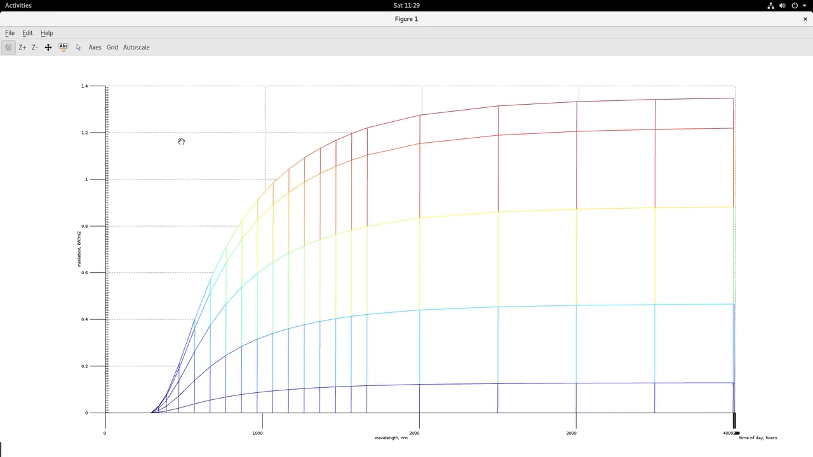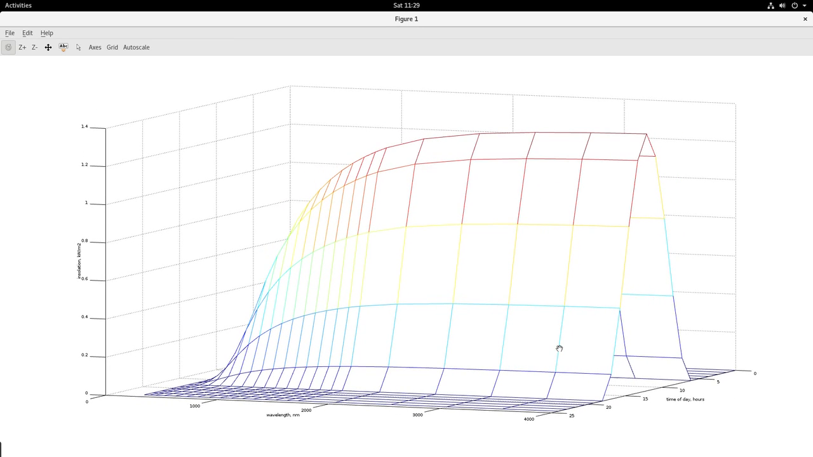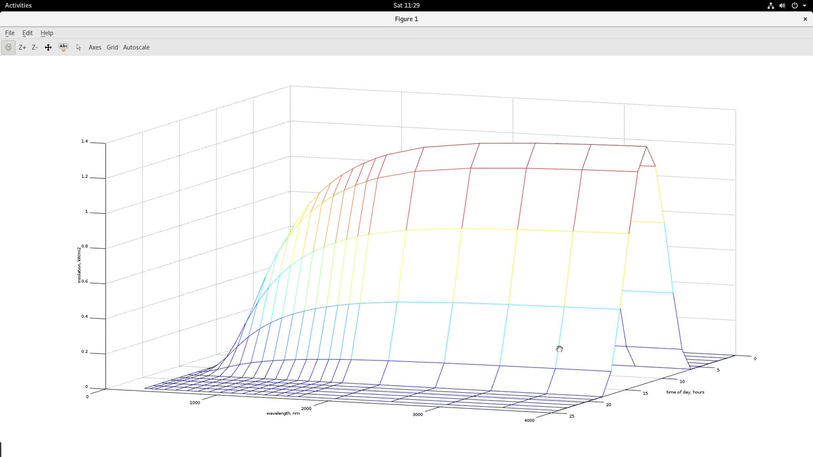As I have used the mesh 3D, I should be able to rotate it and get a much better view of how it would look. This position now gives you a much better idea of what is happening. You see that the time axis is going down into the plane of the screen. This is the time in hours, 0 to probably 24. This as usual is the wavelength, and this as usual is the insolation in kilowatt per meter square.